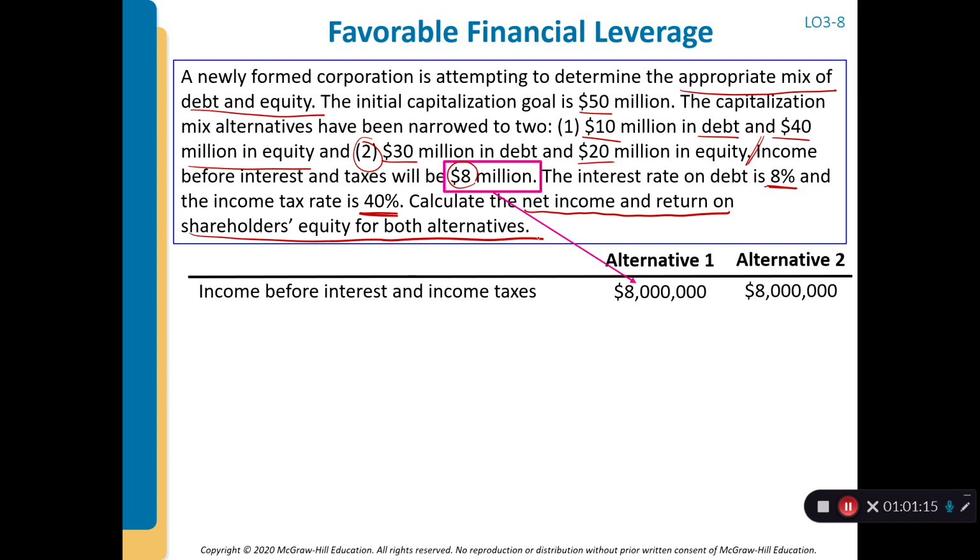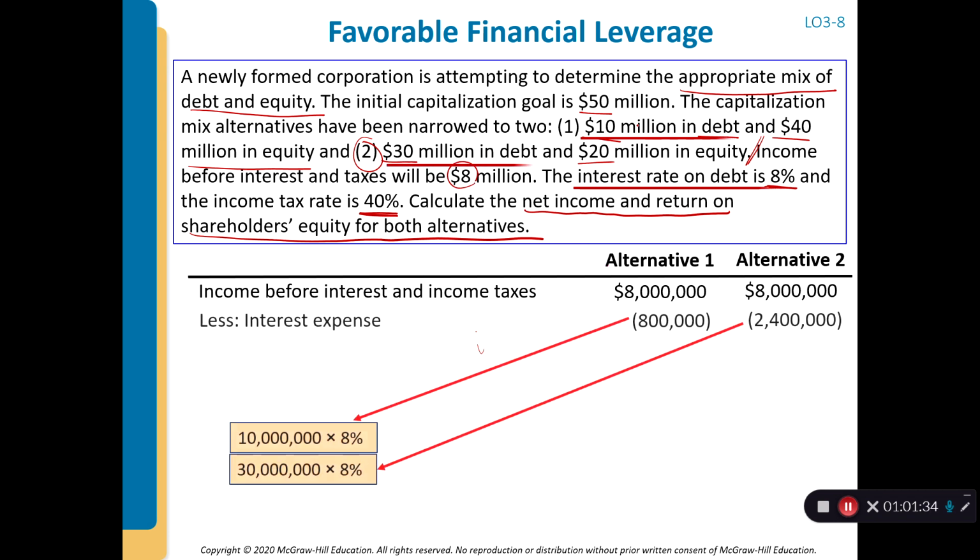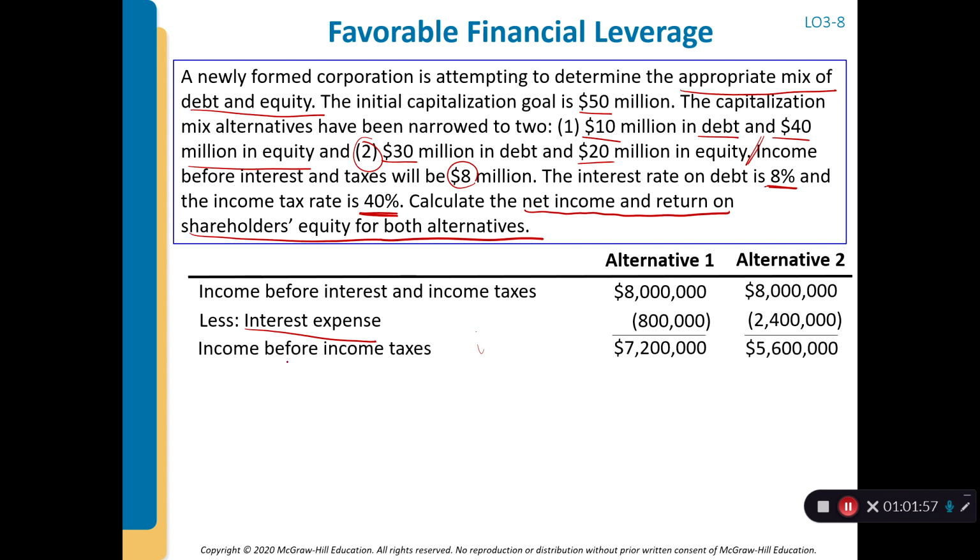So income before interest and taxes is $8 million for both alternatives, right? Alternative A is borrowing 10 million and 40 million in equity. The other is borrowing 30 million and only 20 million in equity. So the interest expenses: if we borrow 10 million at 8%, we will pay $800,000 of interest expense. If we borrow 30 million at 8%, we will pay $2.4 million of interest expenses, right? So that gives us income before income taxes of 7.2 million, and the alternative is 5.6 million. Hold your horses. You think, oh, okay, this one's better. No, not yet. You will see.